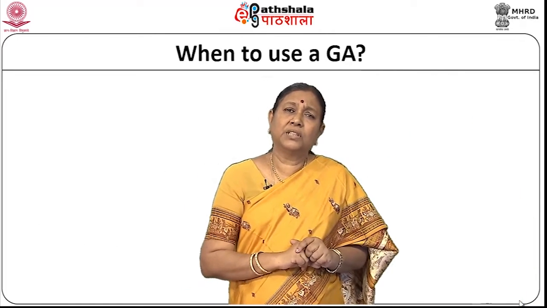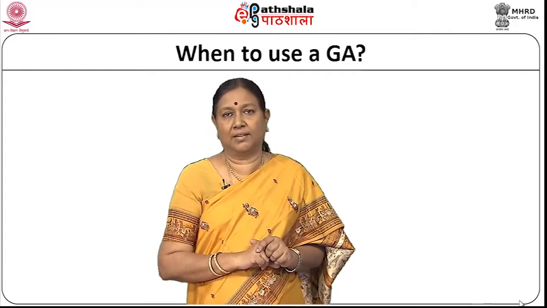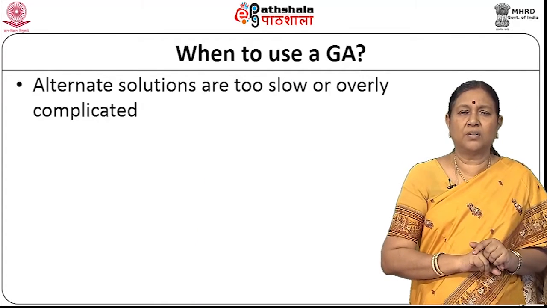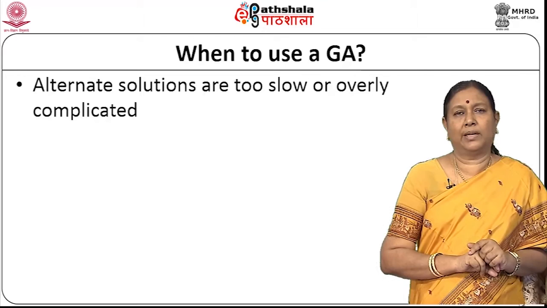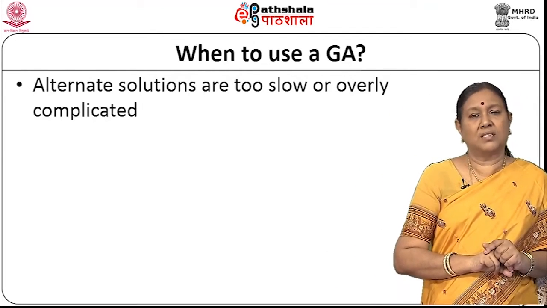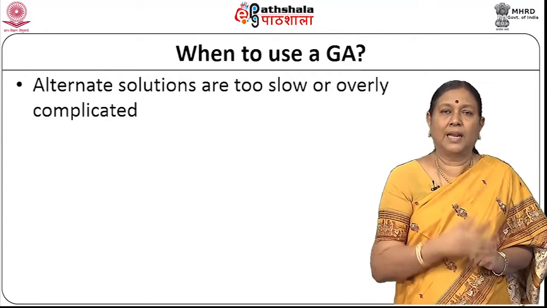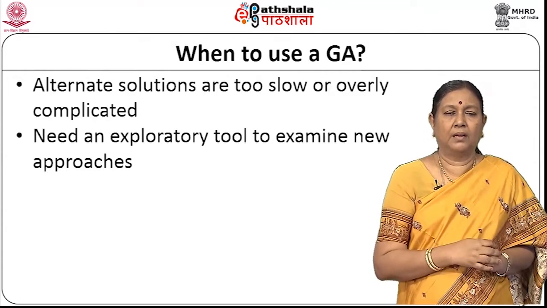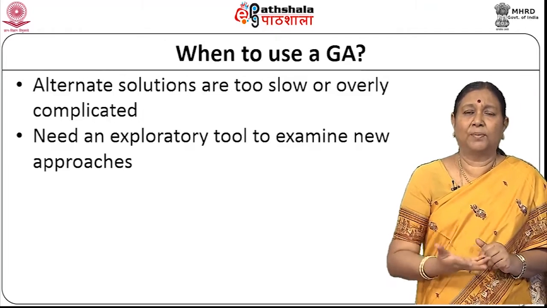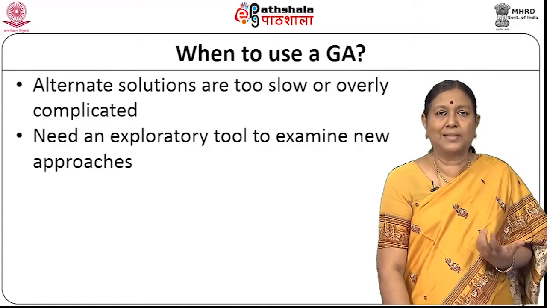So, when do we use a genetic algorithm? That is the next question we have to answer. It is not that in all cases you can use a genetic algorithm; there are certain places where you use it. Genetic algorithm is not a very fast solution. So, when other solutions are too slow or overly complicated, it is a good time to try genetic algorithms. You need an exploratory tool to examine new approaches. If you want to try out new approaches for your problem, it can even give you an unexpected solution. So, that way it is exploratory in nature.